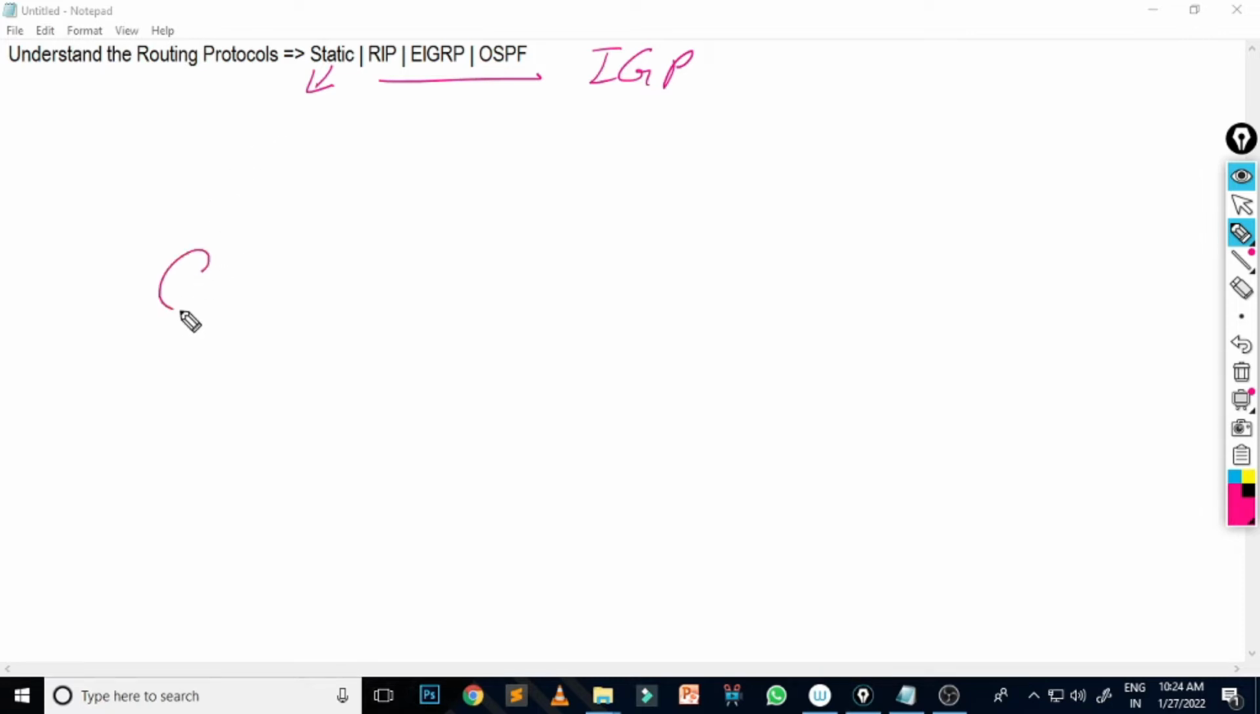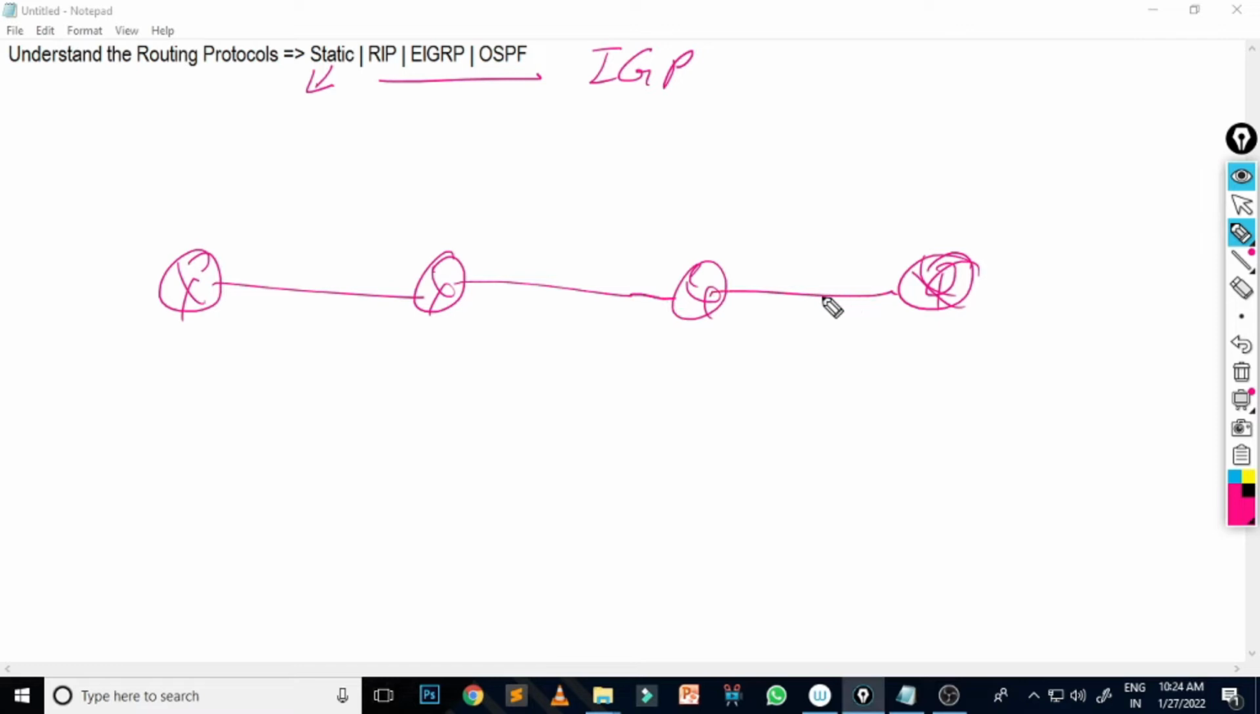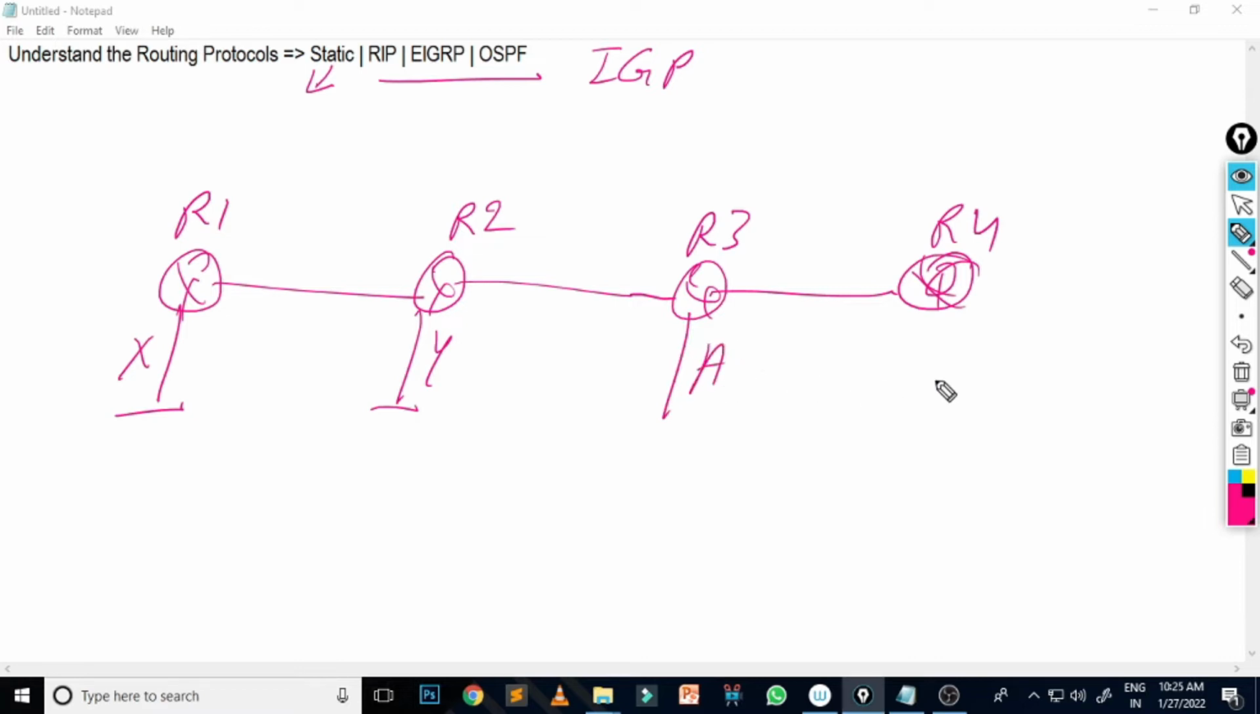If you are a network engineer, let me give you an example. Let me draw some network here. So we have these 4 routers connected to each other, right? And we, as network engineers, want to configure all these routers with the help of static routing. Let's take an example. Router number 1 has X network, router number 2 has Y network, router number 3 has, let's say, A network, and router number 4 has B network.